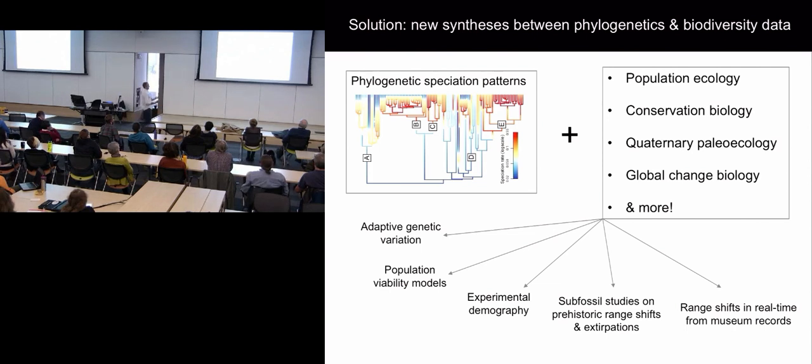There are subfossil and paleontological studies on prehistoric range shifts and species extirpations from particular regions. And then we have biodiversity data from museum specimens, where we actually know things about historical range shifts from actual species occurrence data relative to where species occur now. And we could leverage that in a phylogenetic comparative framework to maybe test some of these hypotheses. And so that's where I'm going to end my talk.